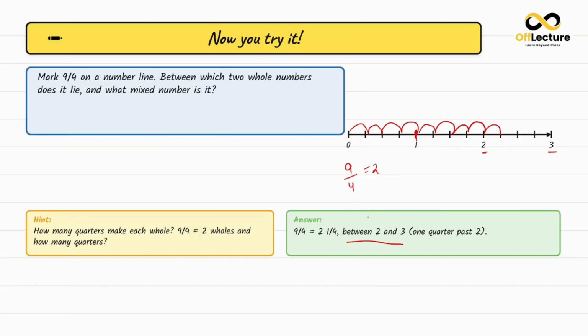And how will we represent it as a mixed number? We have moved till 2, so this will become our first part, and the rest of the section, which is this area, will become our second part, that is the proper fraction. So this is the mixed number that we get, and this is the position of the fraction on the number line.